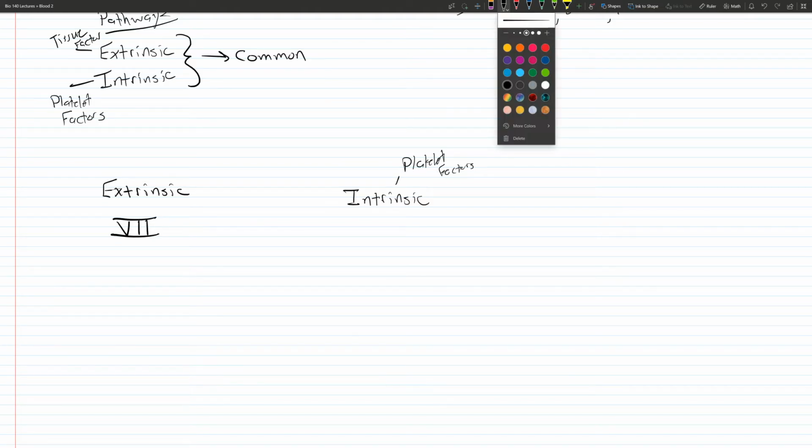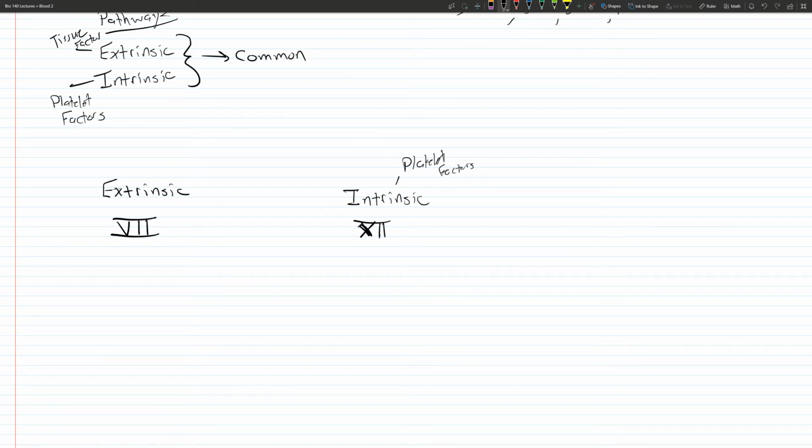Okay, platelet factors. We will say this is factor 12. Both of these together are going to activate other factors, but eventually they're going to get to factor 10. This is called the common pathway.